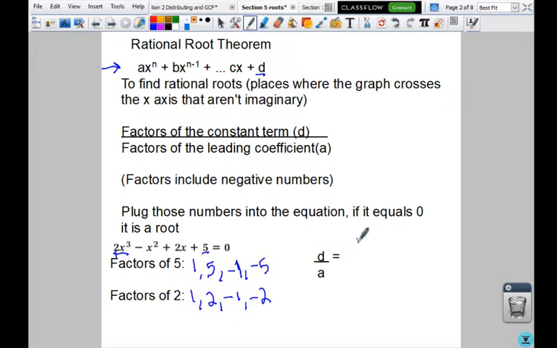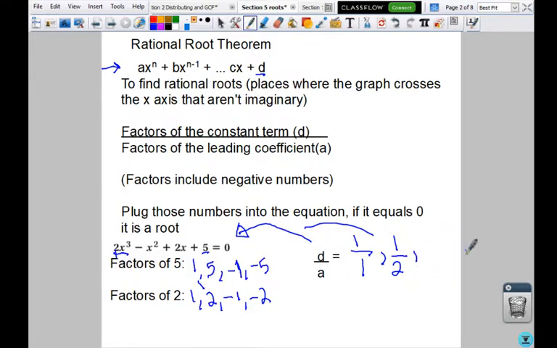Okay. If I take all the factors of 5, and let's say I start with 1 on top, I'm going to make basically a bunch of fractions. I'm going to start with 1 on top, then I'm going to put 1 underneath it. If I plug this 1 over 1 in for x, and I get 0, I know that 1 over 1 is a root. After I check 1 over 1, I'm going to keep going. And I'm going to plug in 1 over 2 this next time. If I plug that in for x and I get 0, I know 1/2 is a root. I know my graph will cross our x-axis at 1/2. And I'm going to keep going.